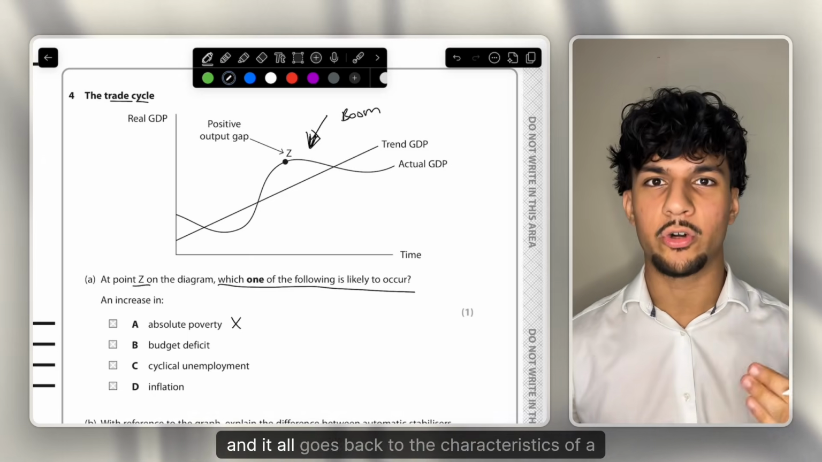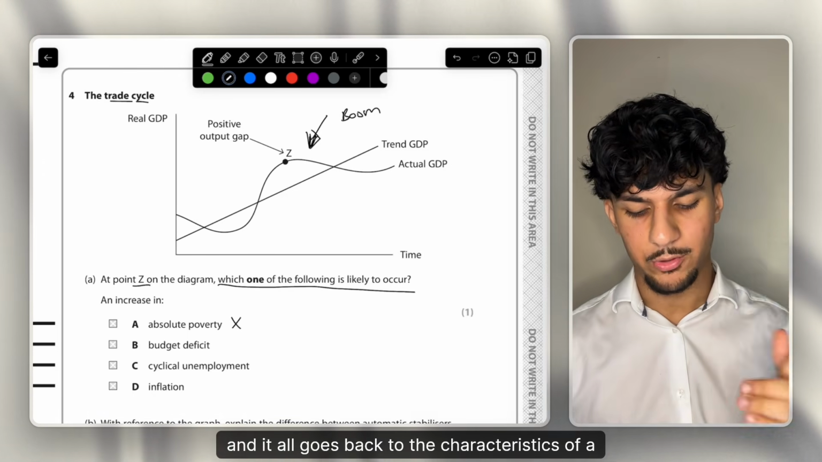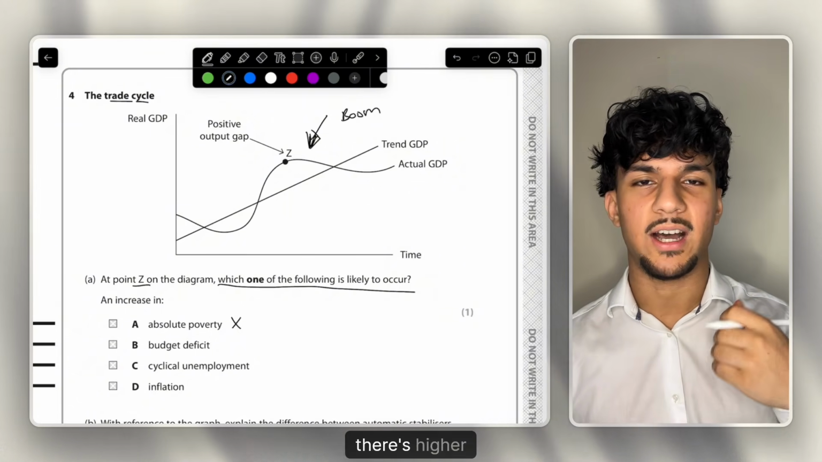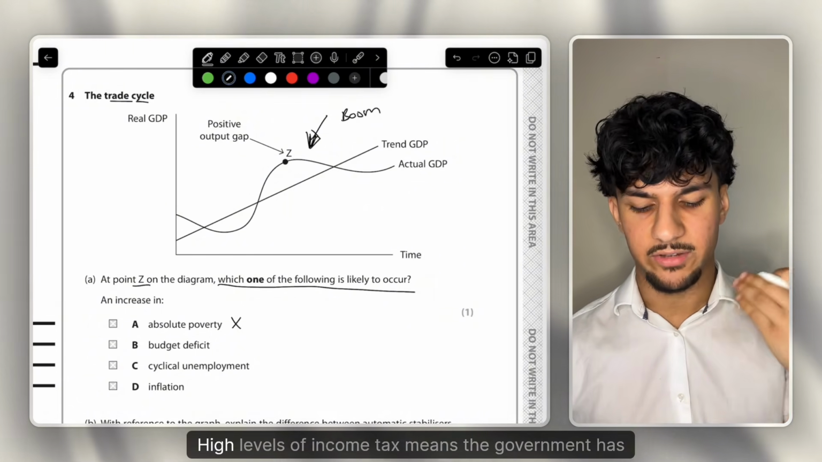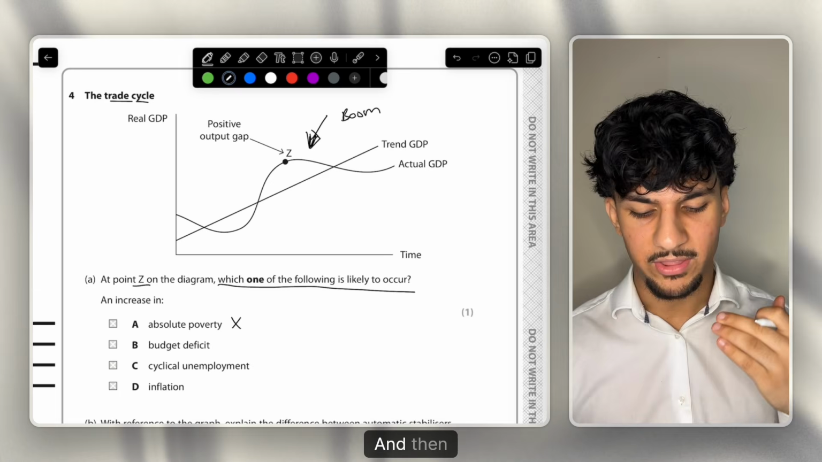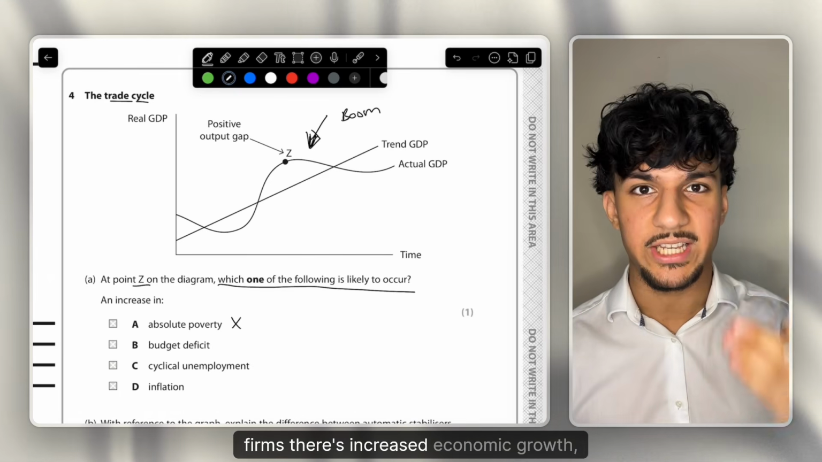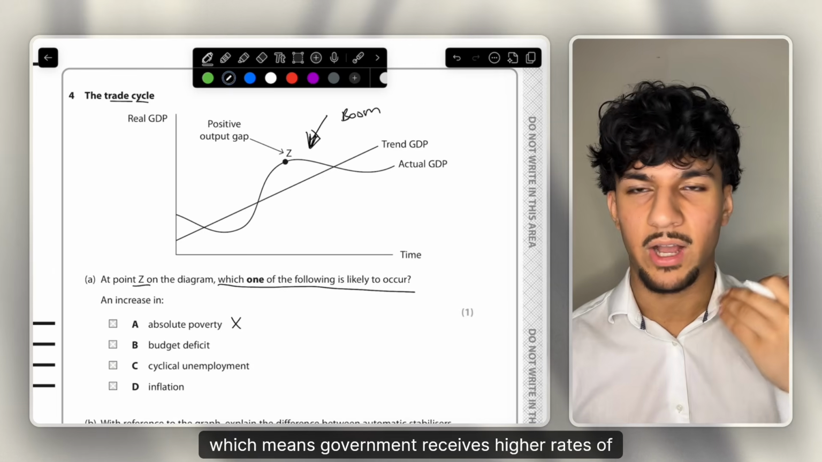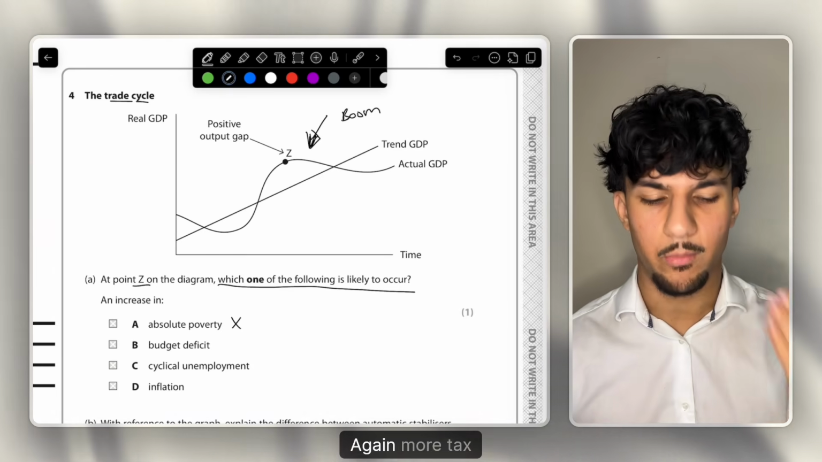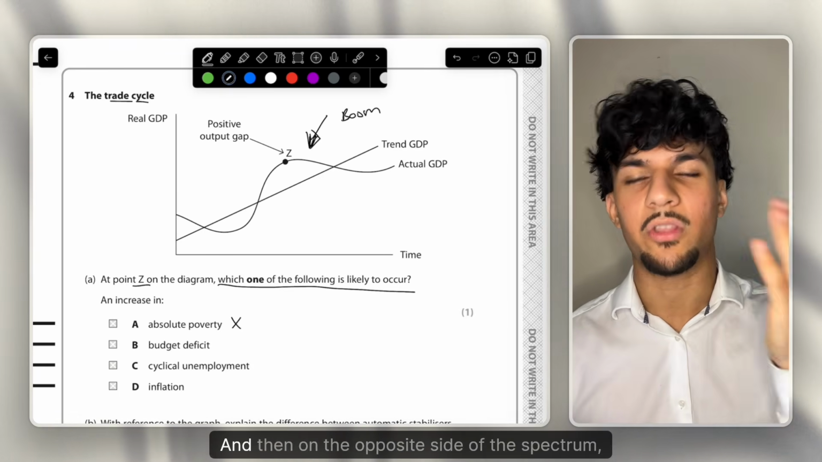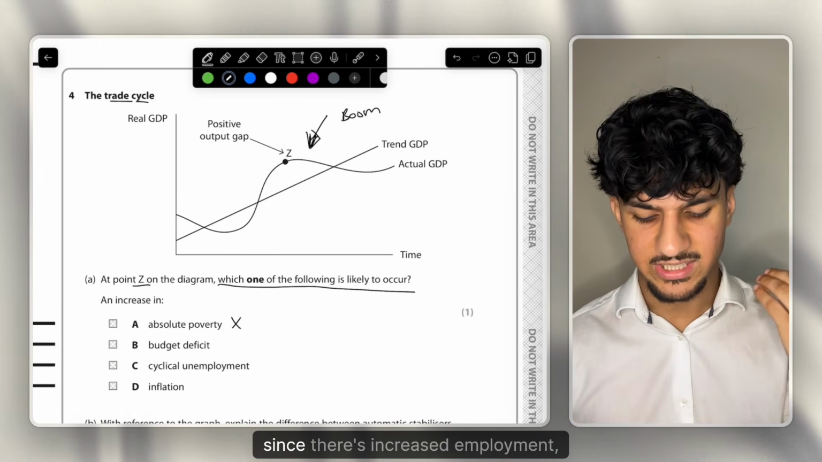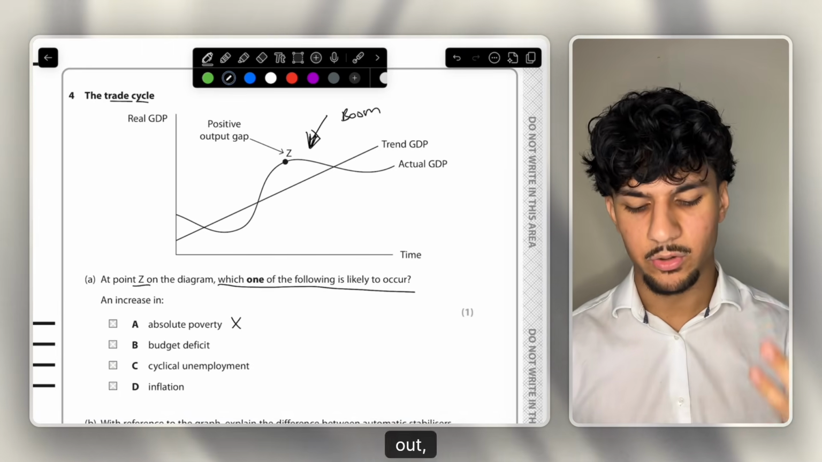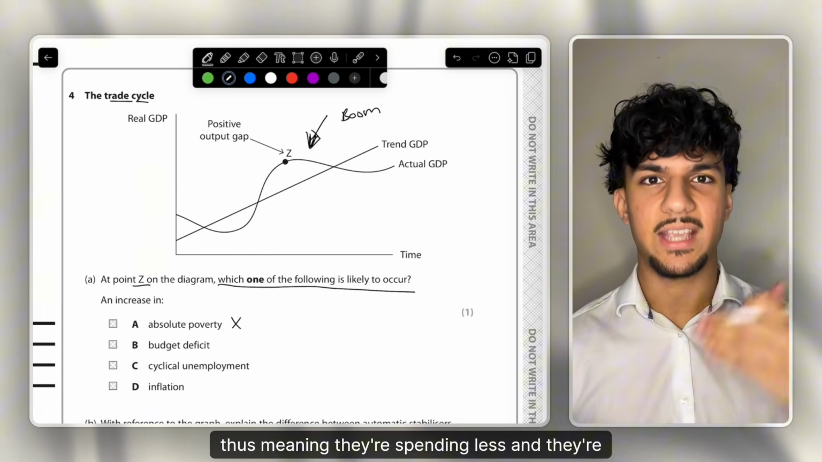Why? It all goes back to the characteristics of a boom. Like I said, higher levels of employment. If there's high levels of employment, there's higher levels of income tax. High levels of income tax means the government has more tax revenue, and then there's increased economic growth, which means firms are doing well, which means government receives higher levels of corporation tax, again more tax revenue for the government. And on the opposite side, since there's increased employment, the government have to pay less benefits out, meaning they're spending less and getting more tax revenue.